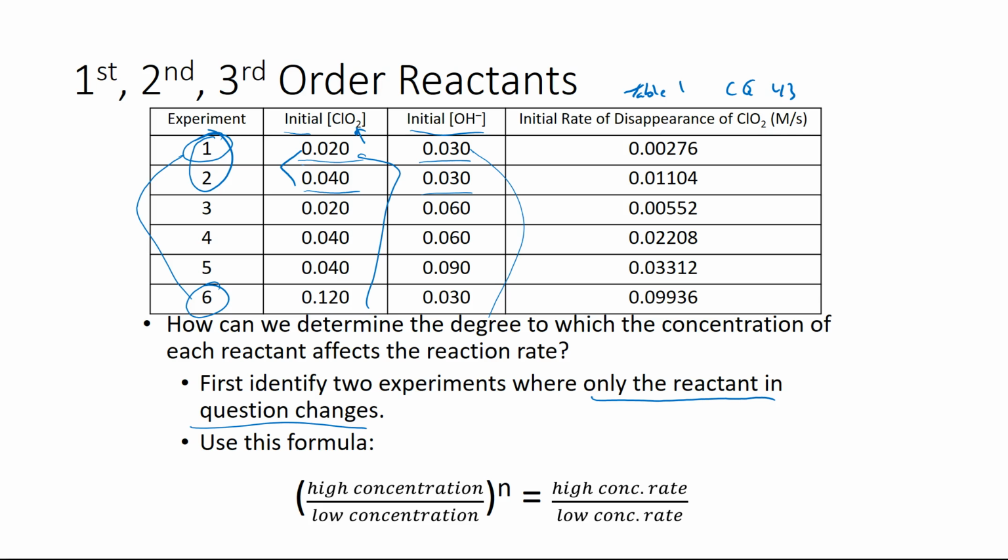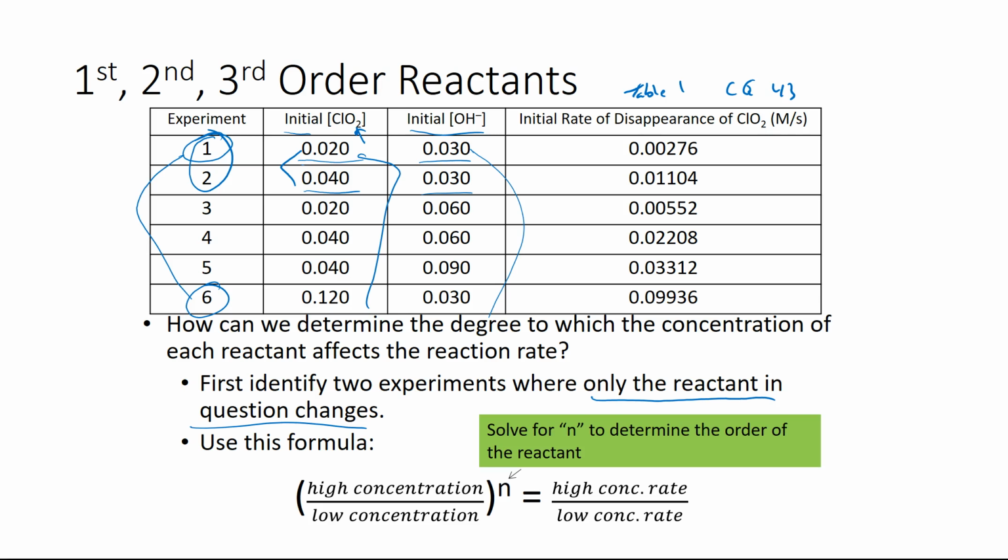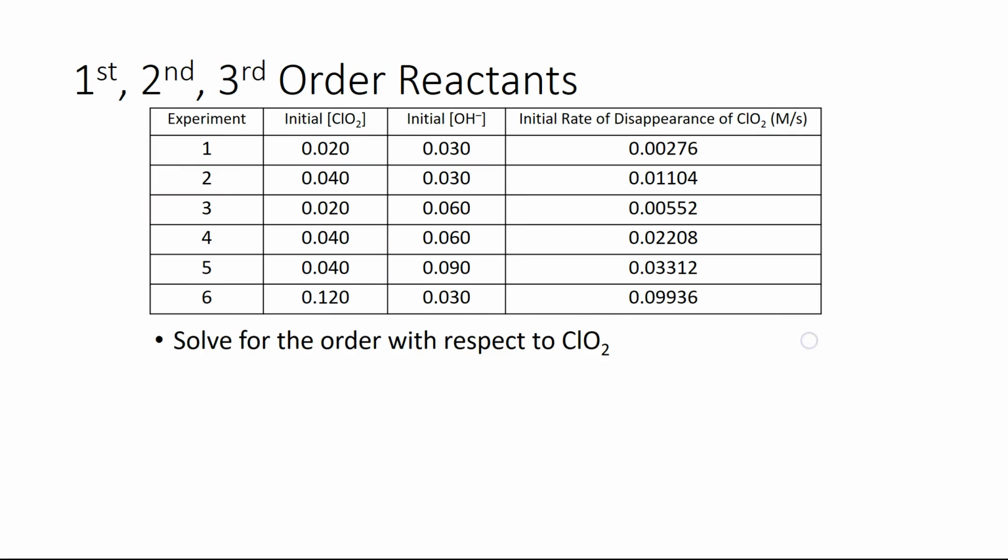Likewise, if I wanted to know the order with respect to hydroxide, I would turn the tables and look for 2 experiments where only the hydroxide changes and the ClO2 does not. Again, that is the qualifying feature. So we have to start by picking out 2 experiments with which to compare. When I plug into my equation, the value for n, that exponent, is what tells me the order of my reactant. So let's put this into practice. Let's solve for the order with respect to chlorine dioxide.